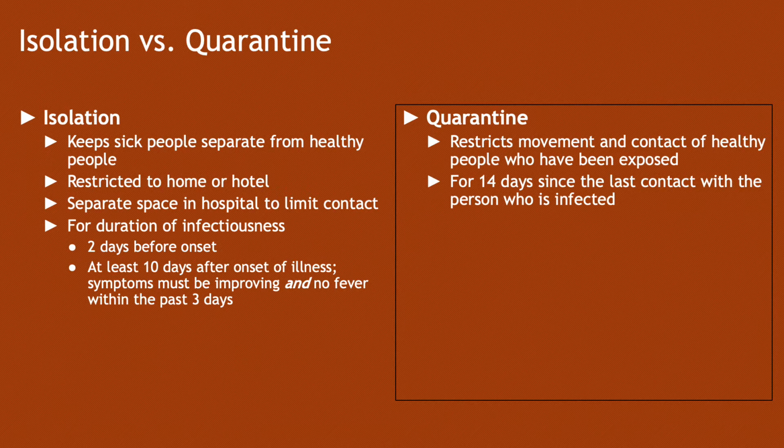And they've had no fever within the last 3 days. Now, quarantine is for people who have been exposed but have yet to develop any kind of symptoms. People who have been exposed to others need to quarantine for at least 14 days since the last time they had contact with a person who was infected. We're talking 2 weeks. Very important.